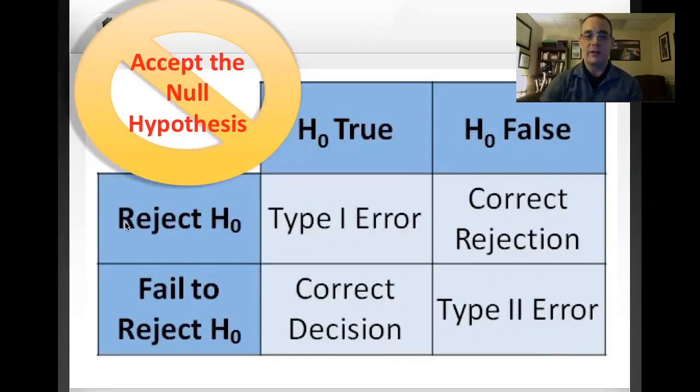In essence, we either reject the null hypothesis or we fail to reject the null hypothesis, and one of those two is in favor of the research hypothesis. So that's a little bit of an overview of hypothesis testing.